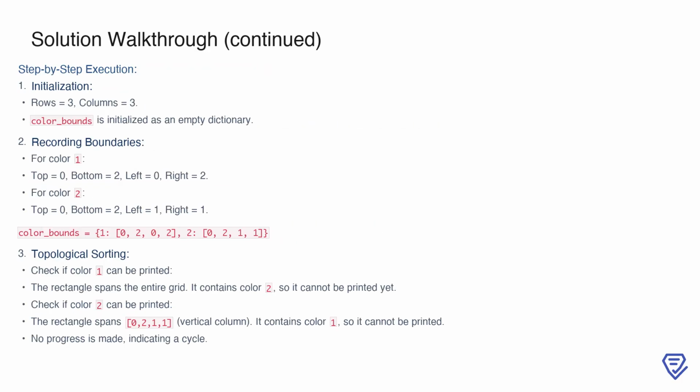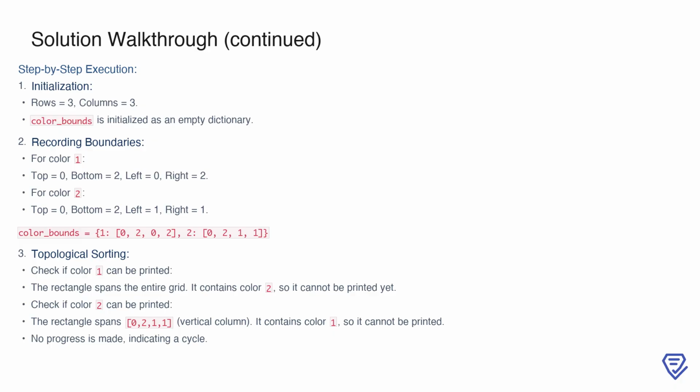In the next example, we analyze a grid where printing is not possible. The input is a 3x3 grid with colors 1 and 2 alternating in a checkerboard pattern. Similar to before, we initialize the grid dimensions and create an empty dictionary for color_bounds. As we record the boundaries, we find that color 1 spans the entire grid, top at row 0, bottom at row 2, left at column 0, and right at column 2.